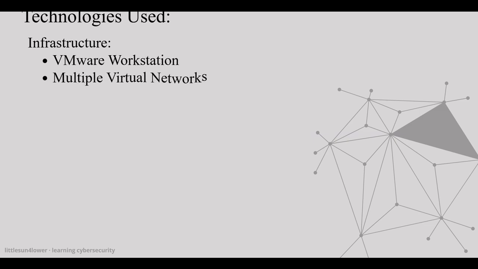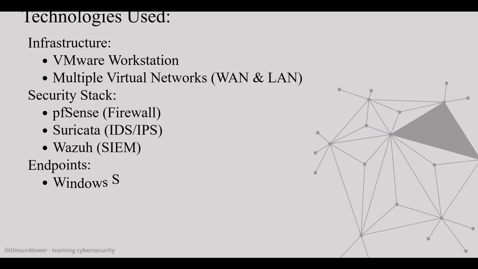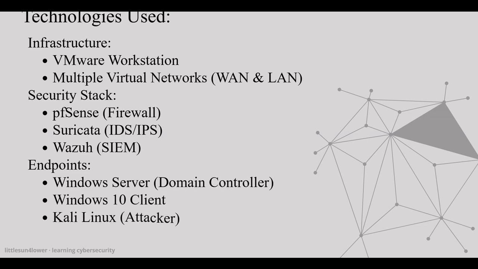For infrastructure, I used VMware Workstation with separate virtual networks to simulate WAN and LAN environments. In the security stack, pfSense acts as the perimeter firewall. Suricata runs on pfSense as the IDS/IPS. Wazuh is used as a centralized SIEM.